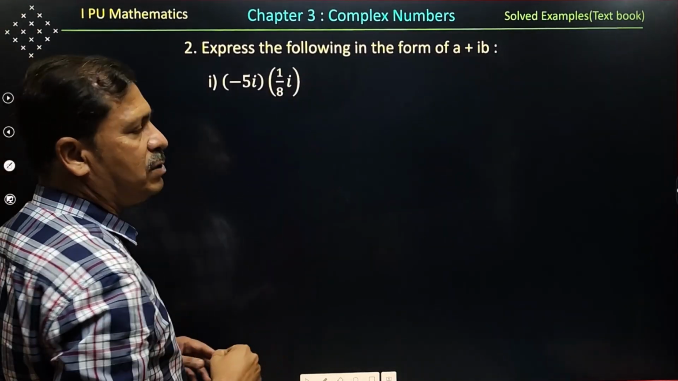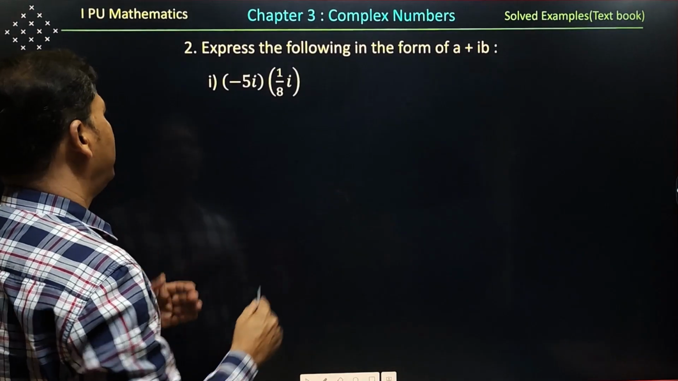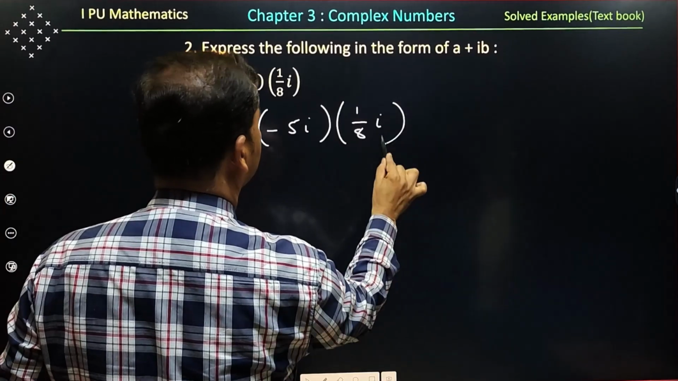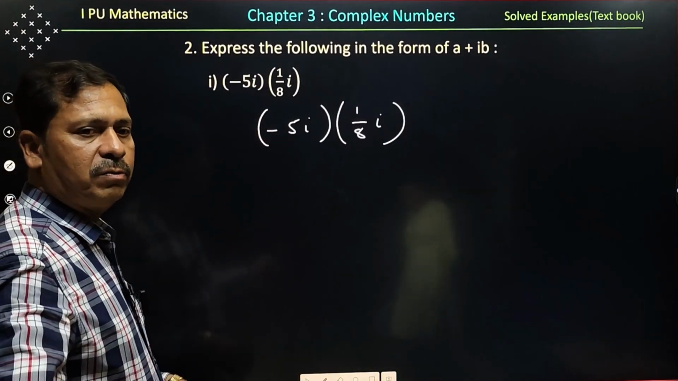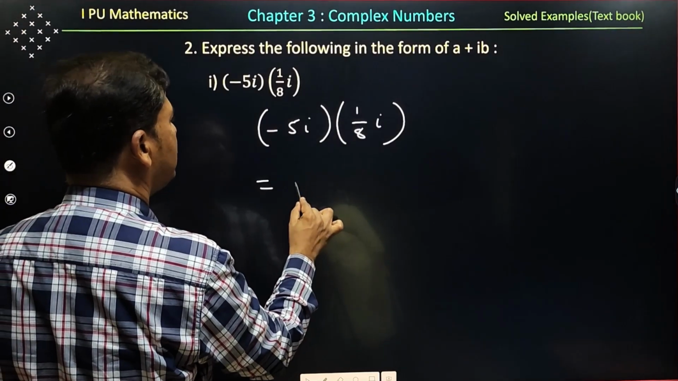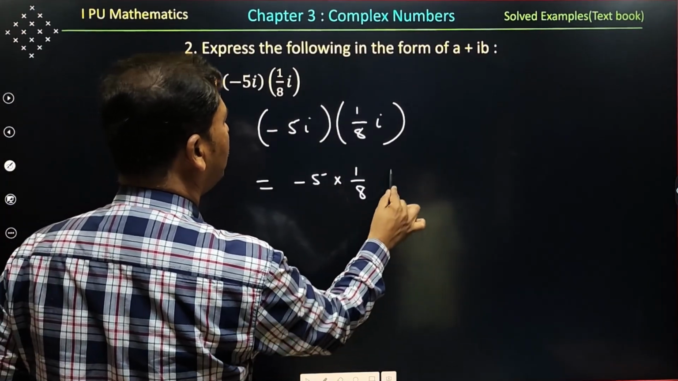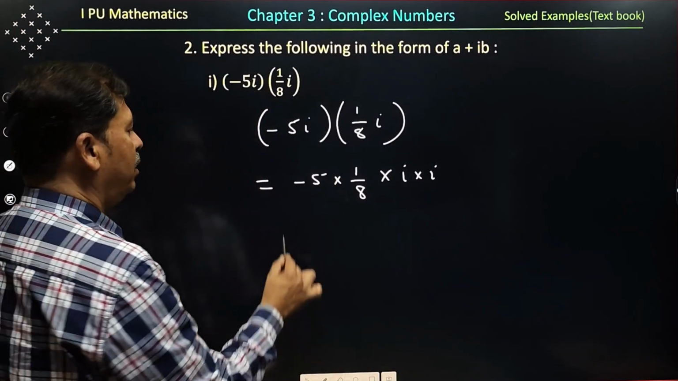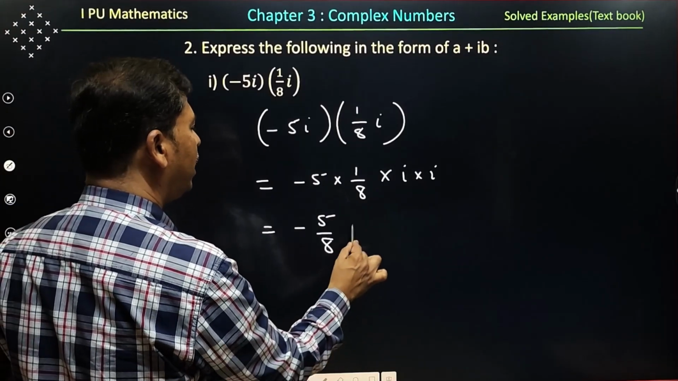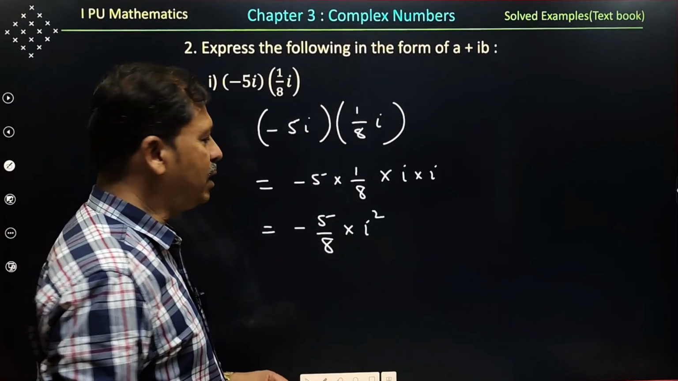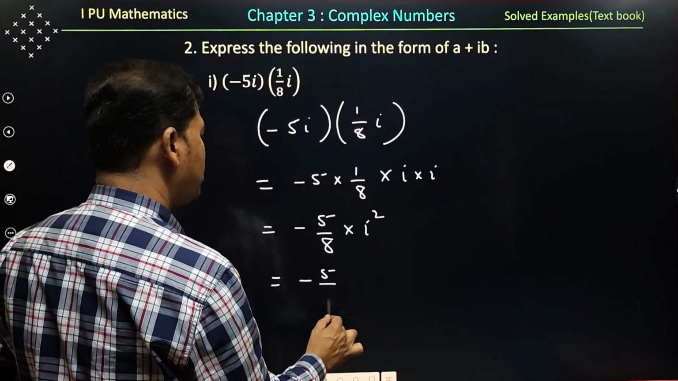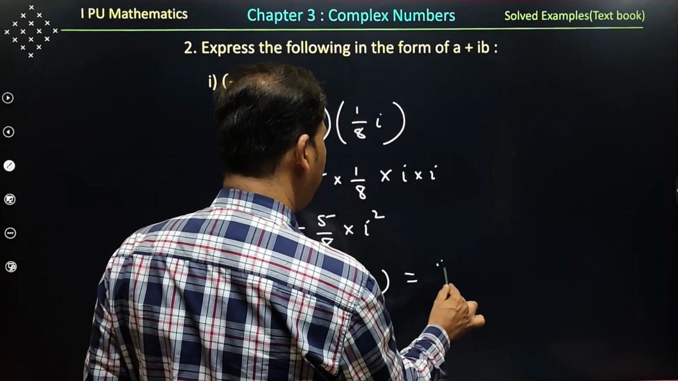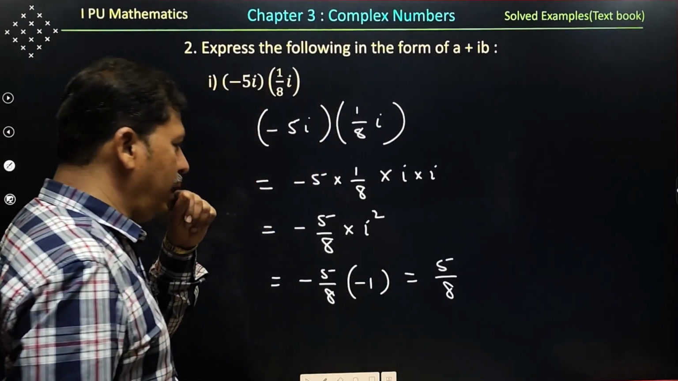See, the question is to express it in the form a + ib. Let us continue. Write down all of you. -5i into 1 upon 8 into i is there. See, multiplication of two complex numbers. So this is -5 into 1 by 8 into i into i. This is -5 by 8 and then i into i is i square. i square value is -1. So minus into minus is plus, and this leads to 5 divided by 8.